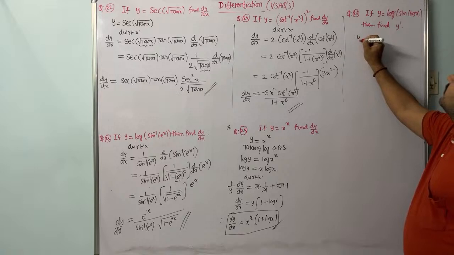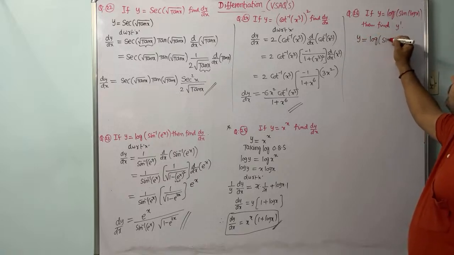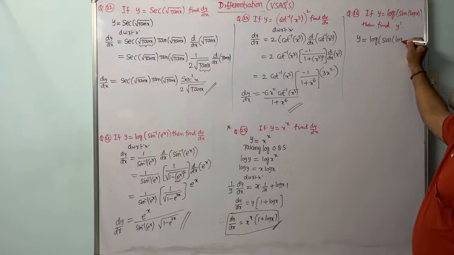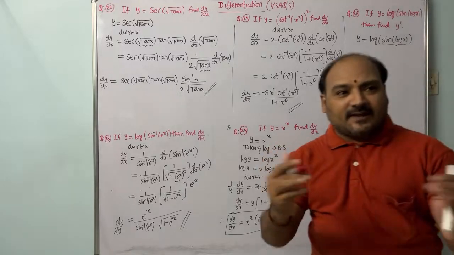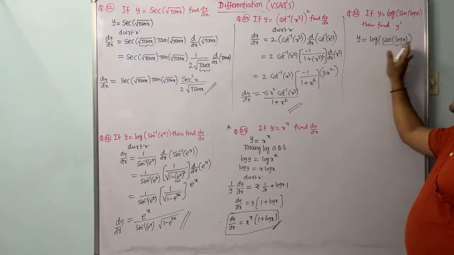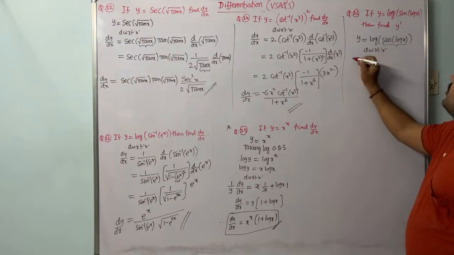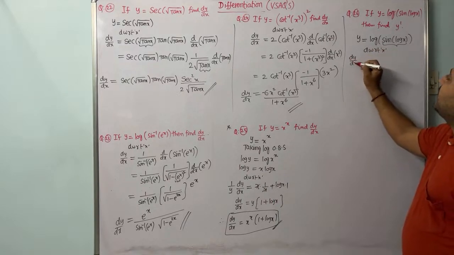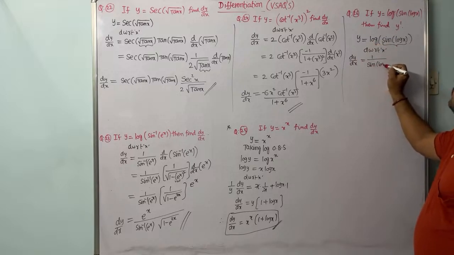Next, come to question number 26. y equal to log of sine of log x. You consider this entire sine of log x as f of x, so it is log f of x only. So differentiate with respect to x. dy by dx is equal to, for log f of x, 1 by sine of log x.